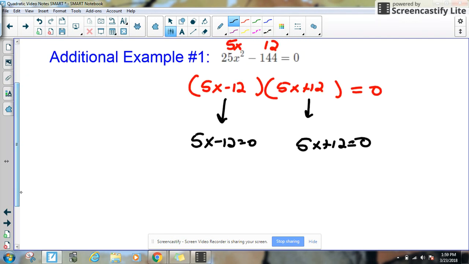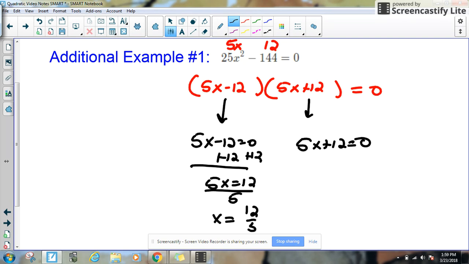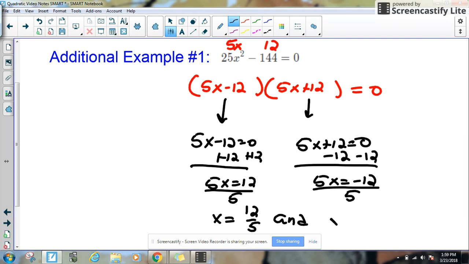And if you were to solve this problem now, you'd have to add 12 here. You're going to get 5x equals 12, and dividing by 5 will give you one solution of 12 fifths. And the second solution, you'd have to subtract 12 from both sides here. So you get 5x equals negative 12. Dividing by 5 would yield x equals negative 12 fifths.